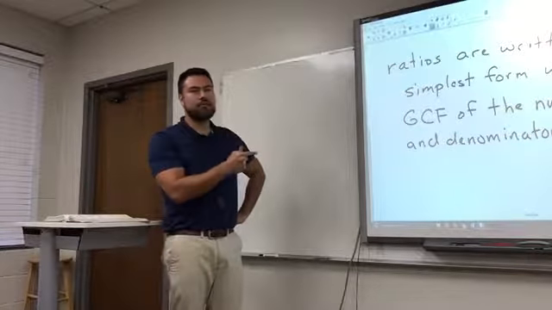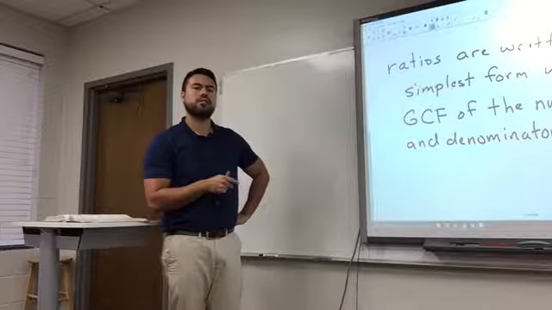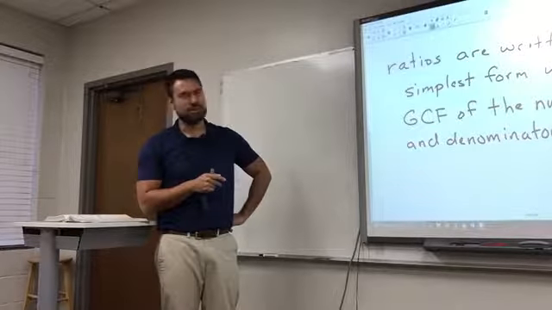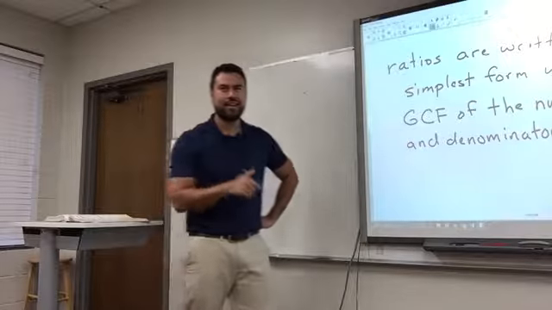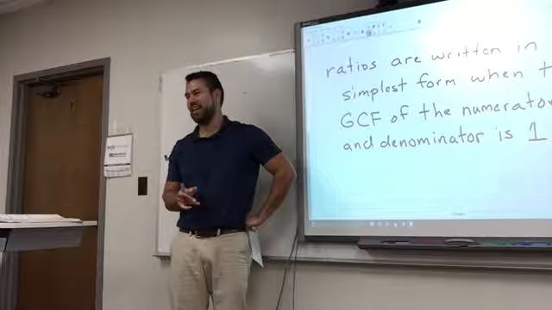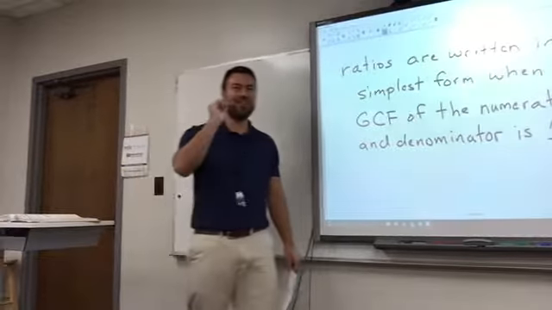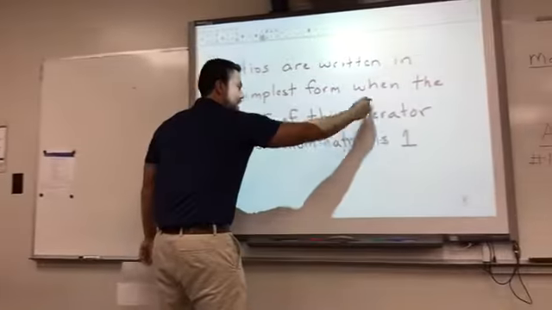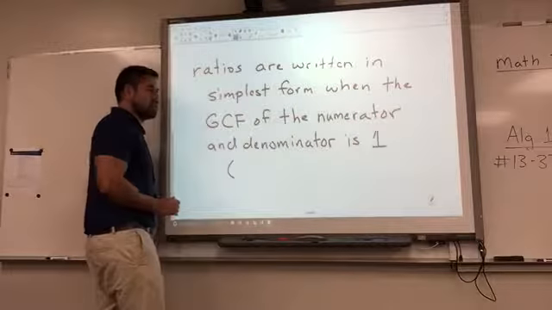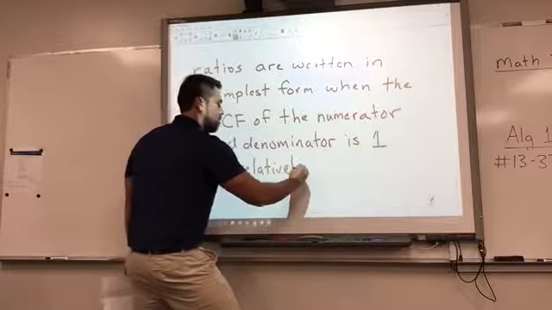When the GCF of the numerator and denominator is 1. Do you guys remember that from your homework at all? Is there anything that sounds kind of like that? Think of your homework. Numbers 31, 33, and 35. Yes or no? Cole? This means the numerator and denominator are relatively prime.